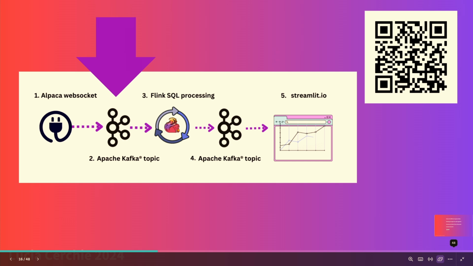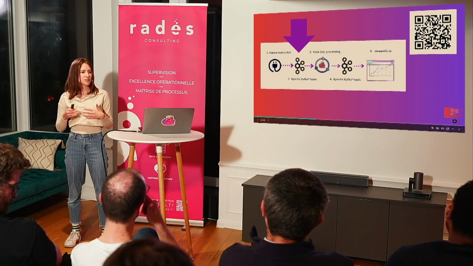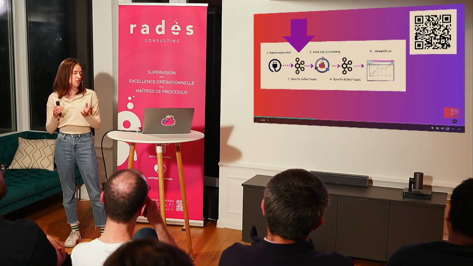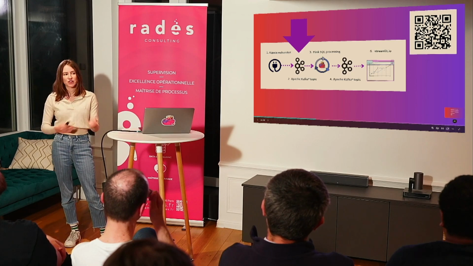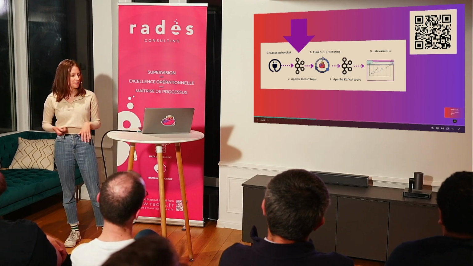I took live data that comes in from an Alpaca API WebSocket and piped that to a Kafka topic. Then I did a bit of processing with FlinkSQL. That processing resulted in a new Kafka topic, and that was surfaced to Streamlit, and then surfaced to the user interface via Streamlit.